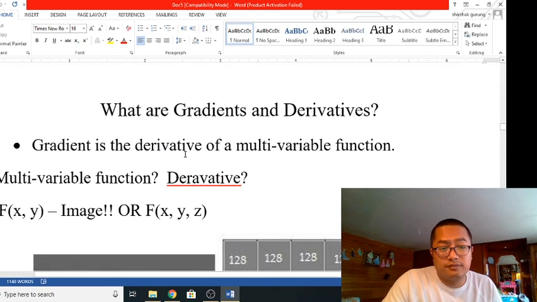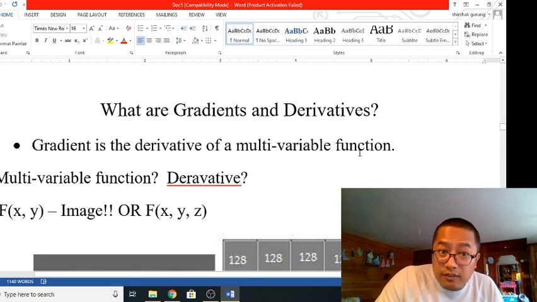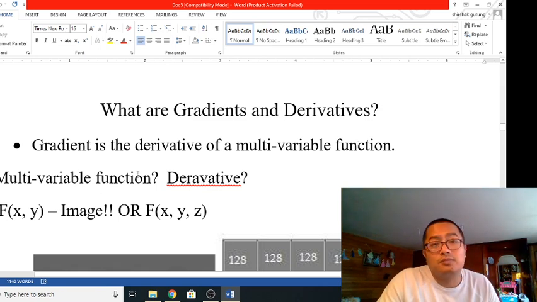Gradient is the derivative. Gradient, what is gradient? Gradient is the derivative of a multivariable function. Again, I'm reading it again. Gradient is a derivative of a multivariable function. So there are many things that are in question. So why multivariable function? (bane kyo?)